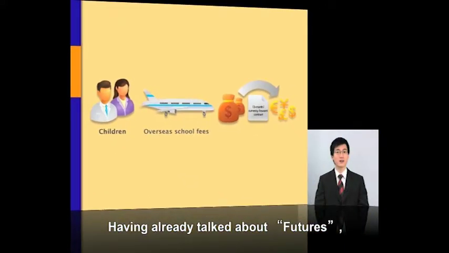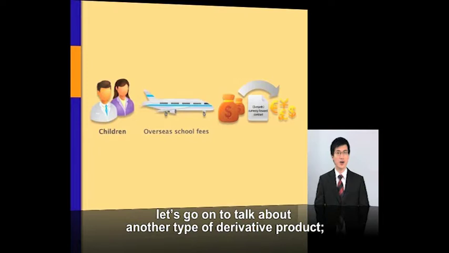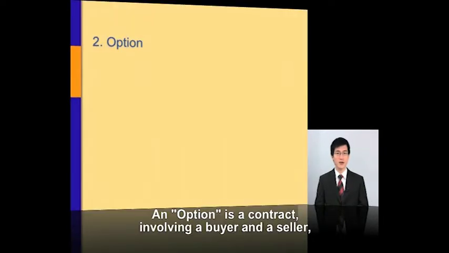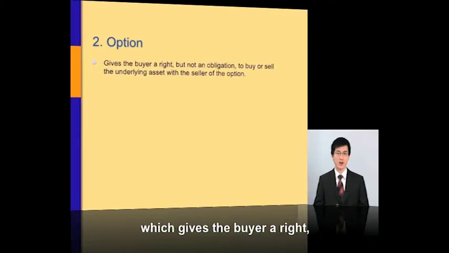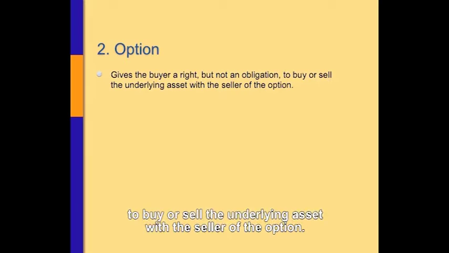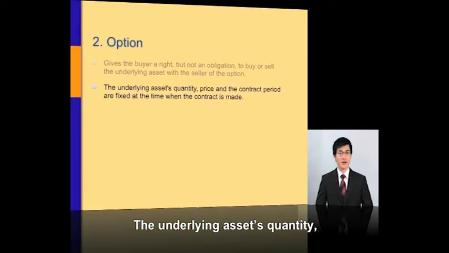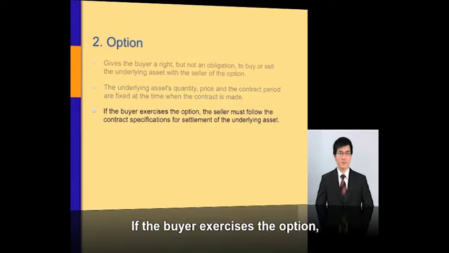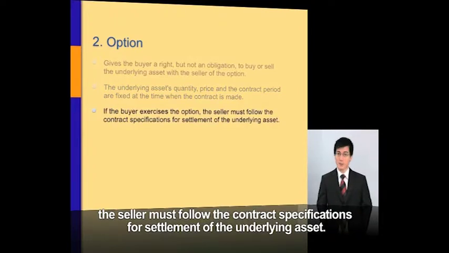Having already talked about futures, let's go on to talk about another type of derivative product, the option. An option is a contract involving a buyer and a seller, which gives the buyer a right but not an obligation to buy or sell the underlying asset with the seller of the option. The underlying asset's quantity, price, and the contract period are fixed at the time when the contract is made. If the buyer exercises the option, the seller must follow the contract specifications for settlement of the underlying asset.